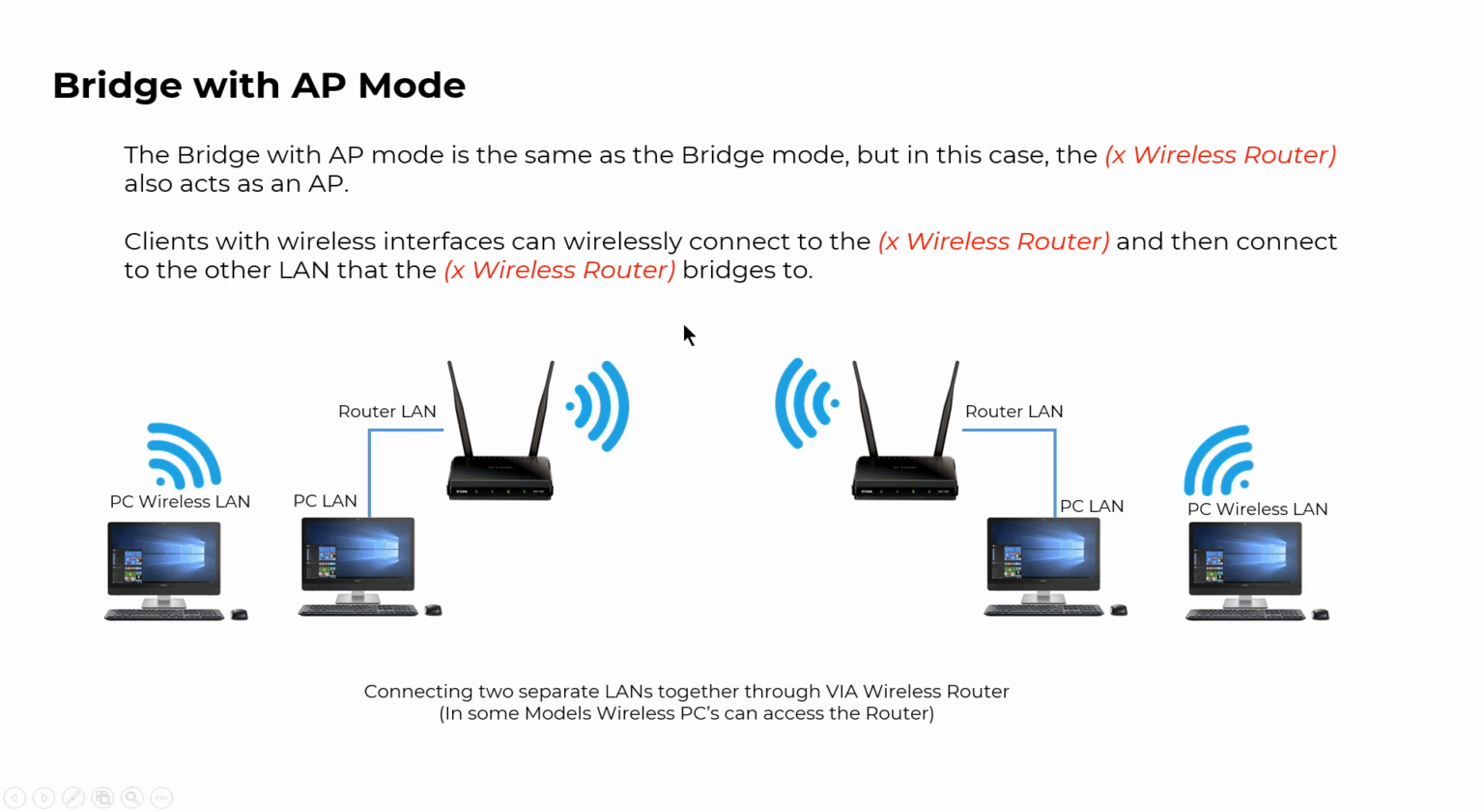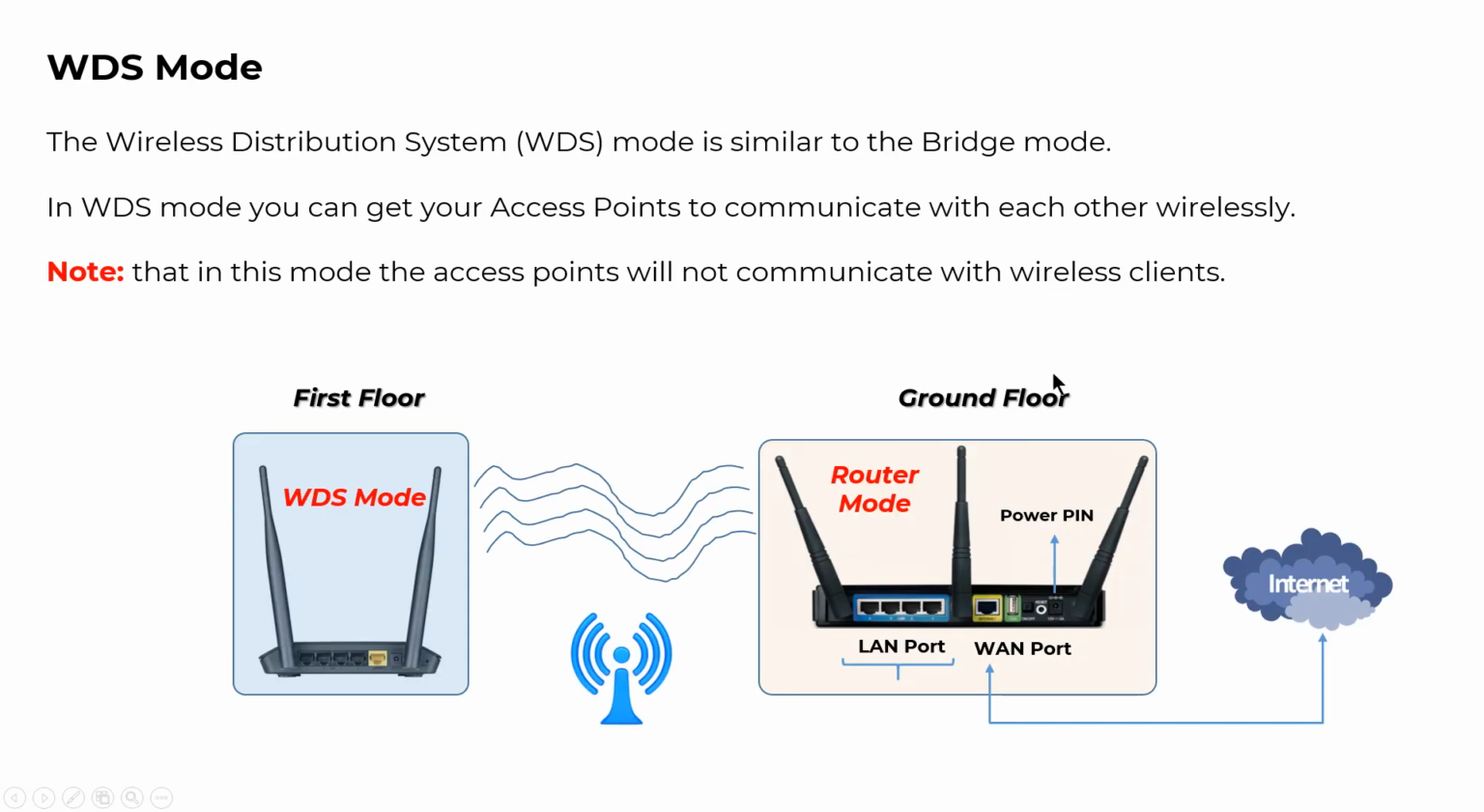So a client with a wireless interface can wirelessly connect to the router and then connect to the other LAN that it bridges to. As I mentioned here, it connects two separate LANs together via the wireless router. In some models, a wireless PC can access the router. Okay, let's move to my next slide, the WDS mode.